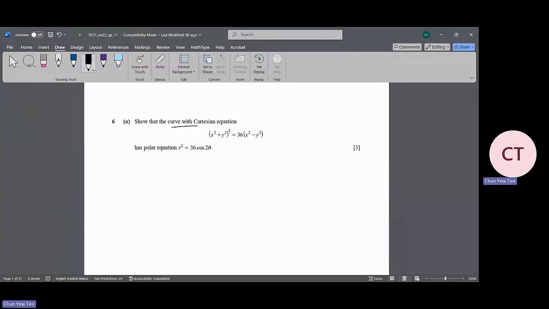Show that the curve with the Cartesian equation as given here can be converted into r squared equal to 36 cos 2 theta. So this one is polar coordinates. We just need to know that r squared is equal to x squared plus y squared, and then r cos theta is x, r sin theta is y. Just need to remember these three things.